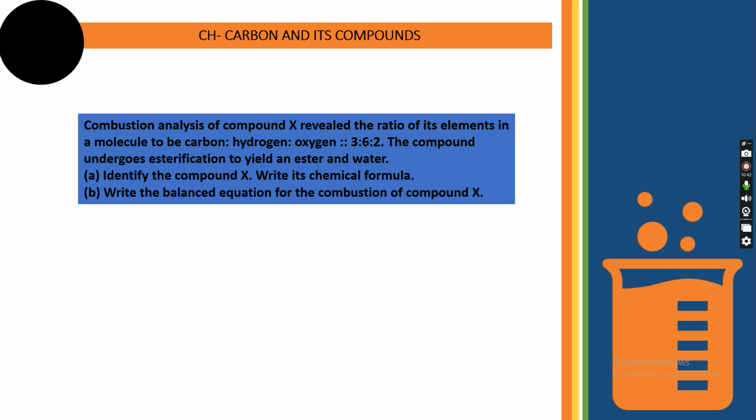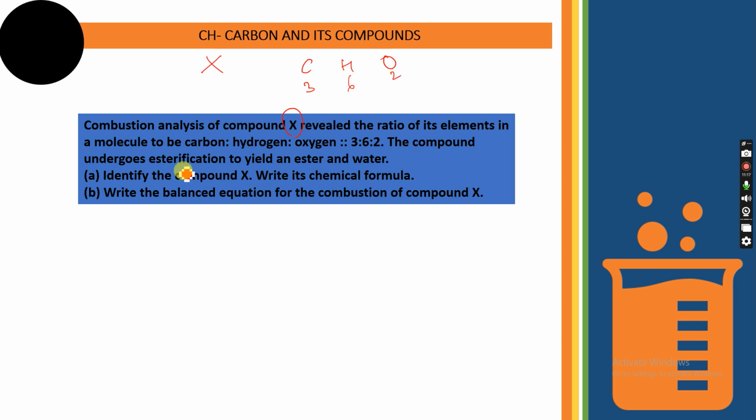Okay, next one: combustion analysis of compound X reveals the ratio of its elements in the molecule to be carbon to hydrogen to oxygen as 3:6:2. इसमें बोला है कि एक कंपाउंड है which is X. Okay, now nothing else is given, बस बोला है एक कंपाउंड है that is X, and the atoms present हैं कार्बन, हाइड्रोजन, ऑक्सीजन, in the ratio of 3:6:2. ओके, ये वाला दिया हुआ है.